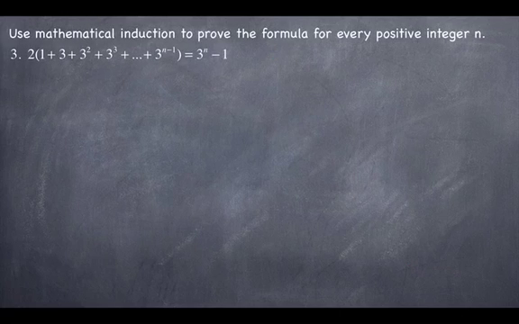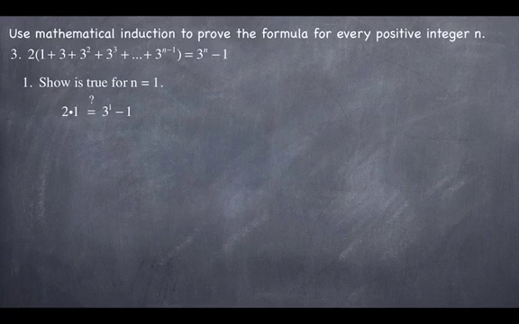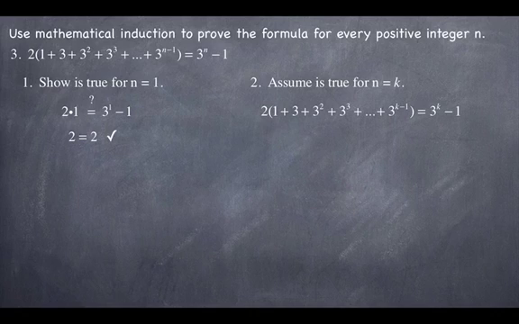Same directions, different formula. Step 1, show that it's true for n equals 1. And now you should feel comfortable where I'm getting this from. And of course, 2 is equal to 2. Step 2 is to assume that it is true for n equals k, or just substitute k wherever n is, and I get the following expression.